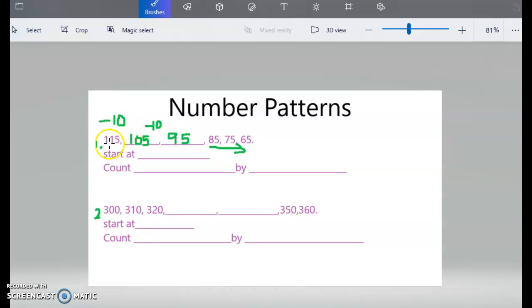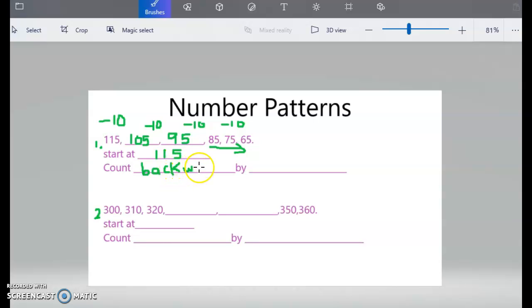So it went from 115 to 105 to 95, 85, 75, 65. This pattern is correct. Each time they are taking away 10. So that's the rule that they're following. Now I'm not finished. It's asking me, where did they start? They started at 115. That's the first number in the pattern. So that's what I will put there. And how did they count? Did they count front ways, back ways, sideways? How did they count? So in this case, they counted backwards. So we're going to go ahead and write backwards here.